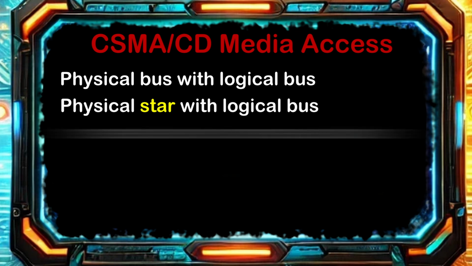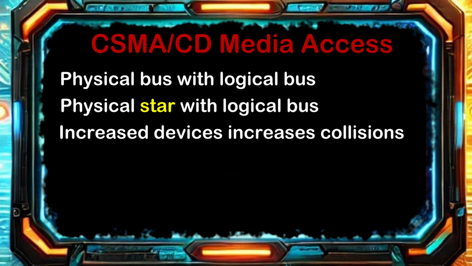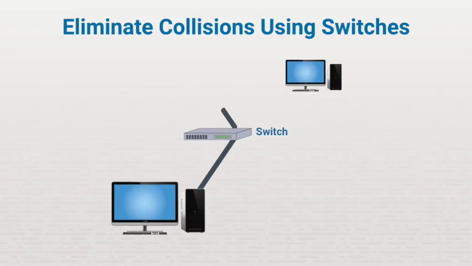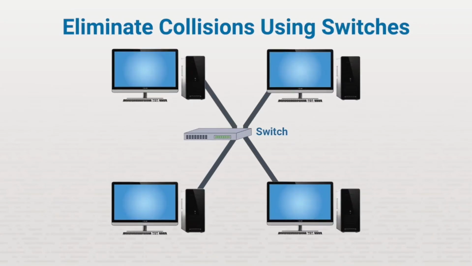As the number of devices on a network increases, so does the number of collisions. With a very large number of devices, your network's transmission speed and bandwidth degrade significantly because of the increase in collisions. You can eliminate the collision problem by simply using a switch instead of a hub. A switch offers a guaranteed transmission path between two connected devices.